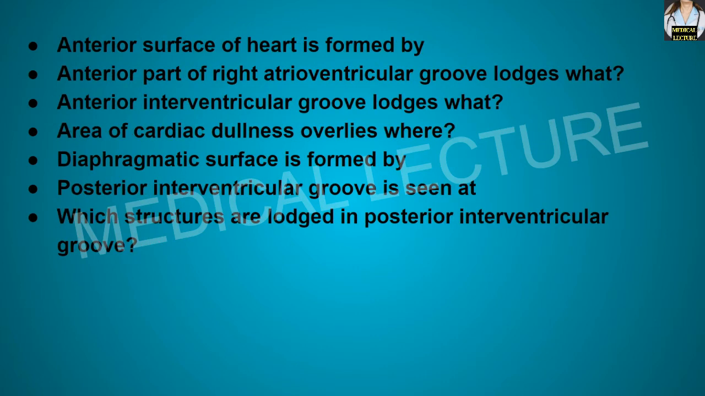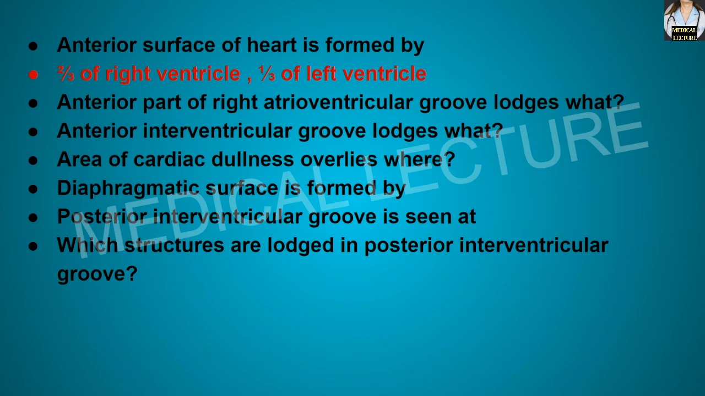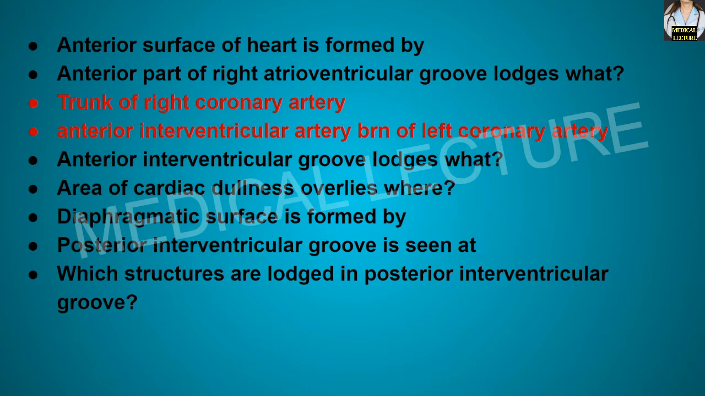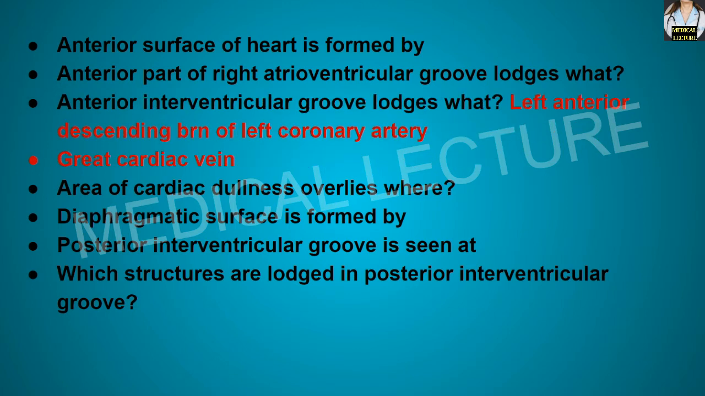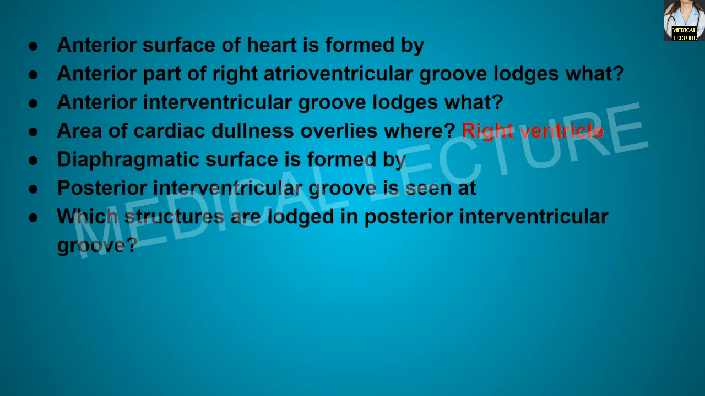Anterior surface of the heart is formed by 2/3 of the right ventricle and 1/3 of the left ventricle. Anterior part of the right atrioventricular groove lodges what? It lodges trunk of right coronary artery and the anterior interventricular artery, which is a branch of the left coronary artery. Anterior interventricular groove lodges what? It lodges left anterior descending branch of the left coronary artery and the great cardiac vein. Area of cardiac dullness overlies where? It overlies the right ventricle.